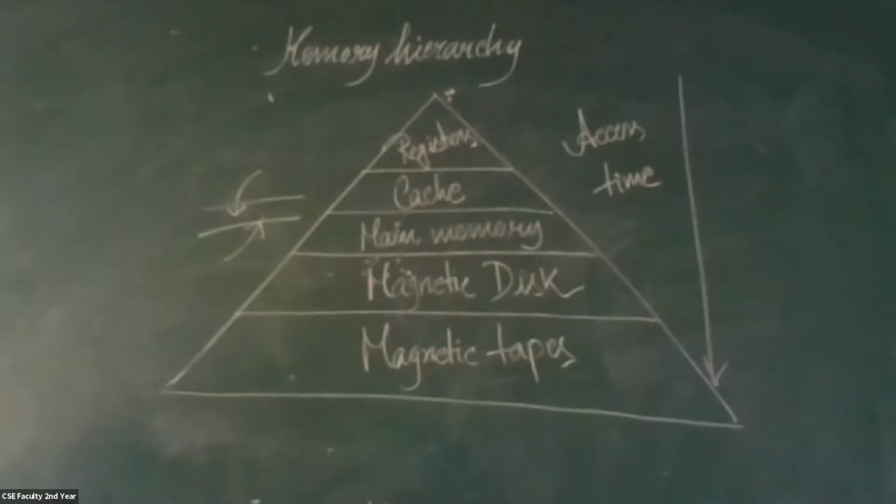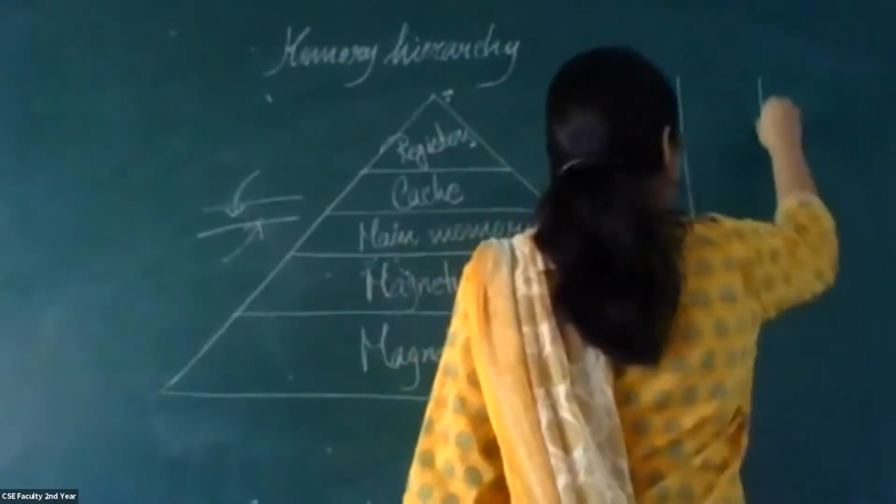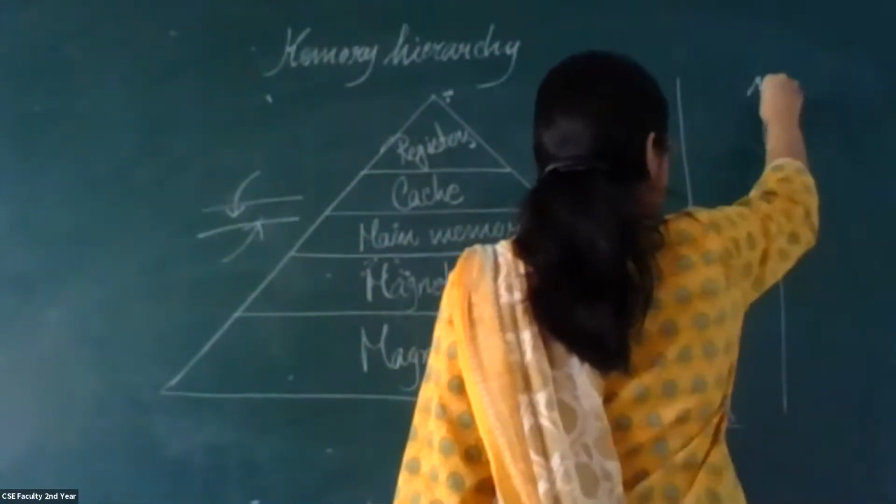Next is the frequency. Frequency here means how frequently a memory is used by the CPU. It has been seen that register is most frequently used, followed by cache memory, main memory, and then the secondary memories. So the frequency of usage is highest for registers.